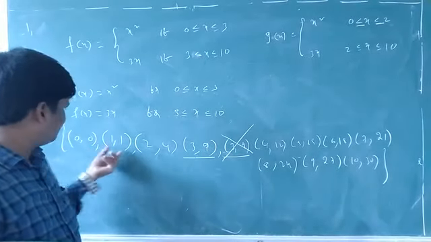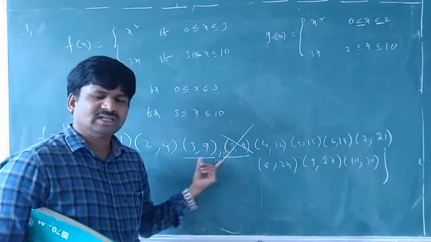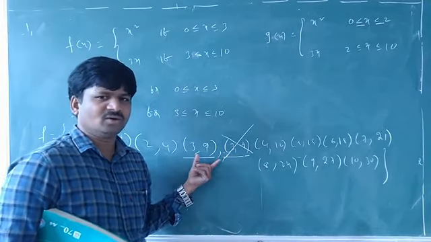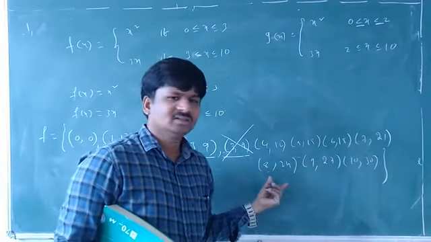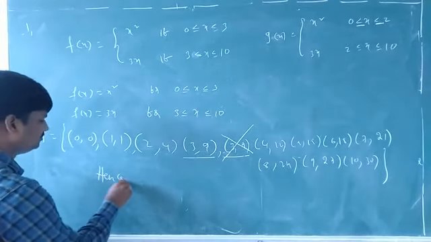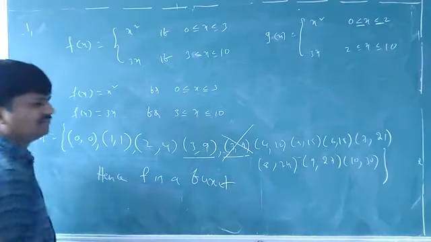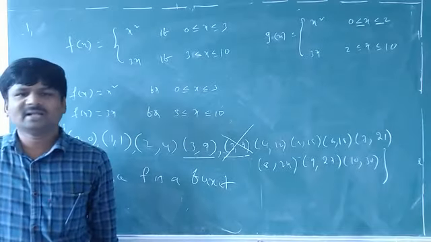Is the first element repeated? The first element is not repeated. These ordered pairs both are the same only, so that is why I am not taking this one. Only one time I have taken. So the first element is not repeated, so it is a function. So clearly, or hence, f is a function. In this manner we have to find.